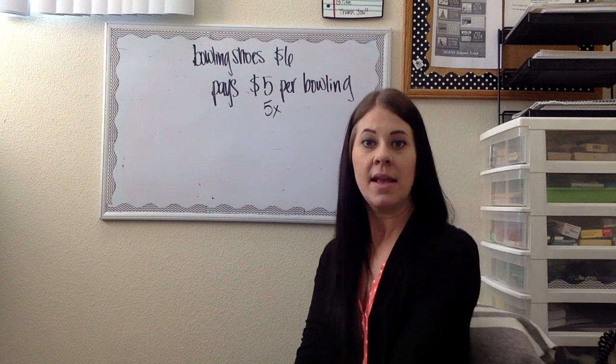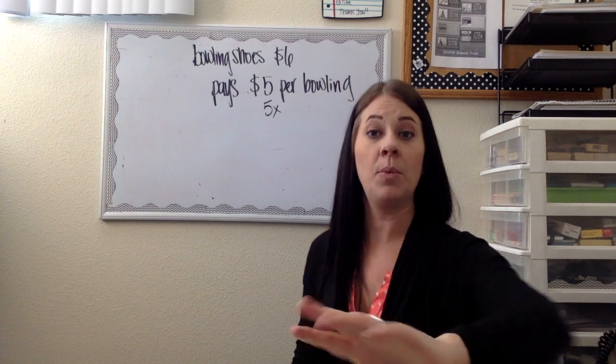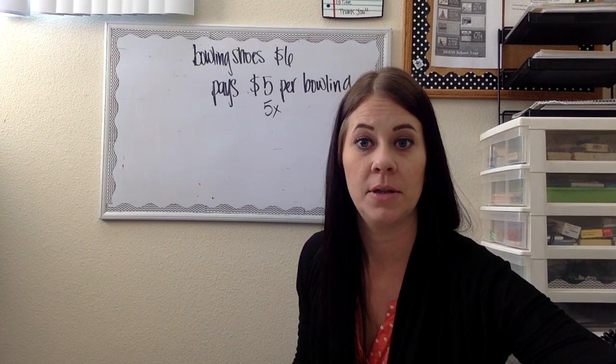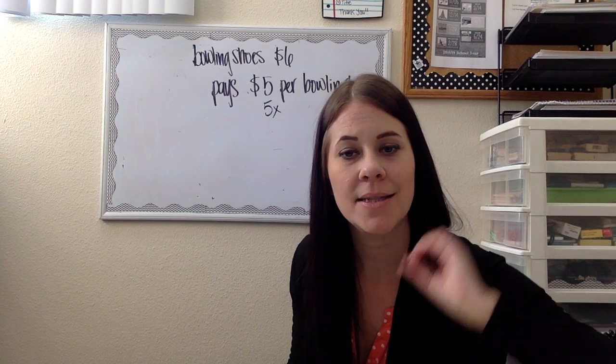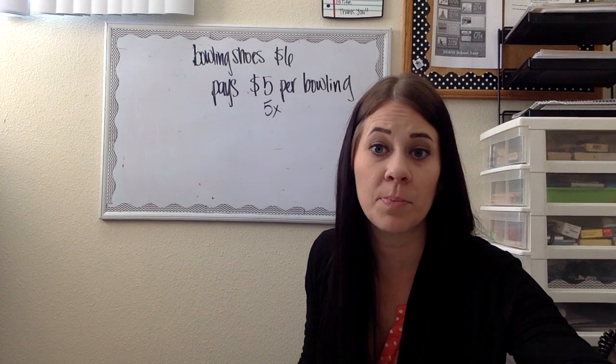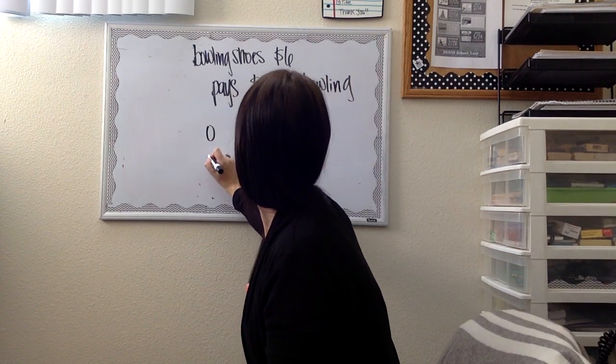So that's our 5x. If the situation was just that we're paying $5 per bowling and we brought our own shoes, this would be proportional. But what did we have to pay at 0 time? We had to pay those $6, so it's not proportional. And then I'm going to prove it to you with the numbers. So at 0 time, I've already spent $6.